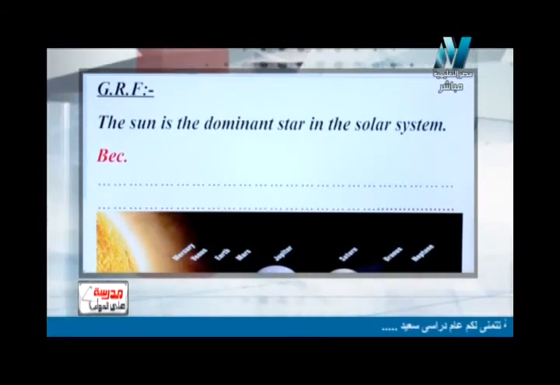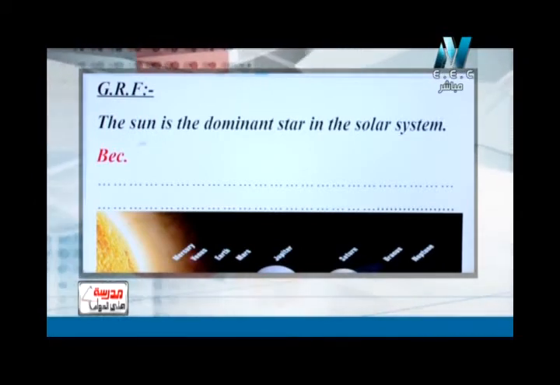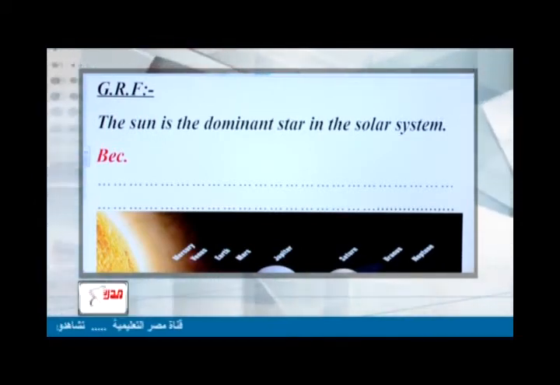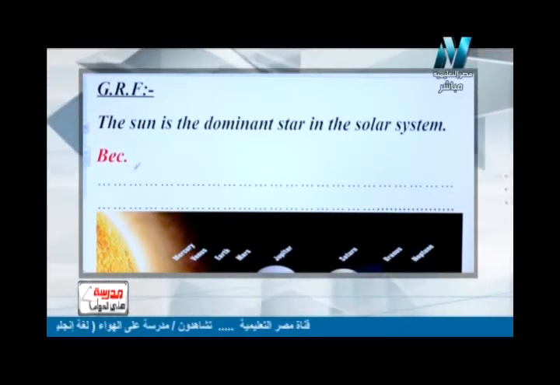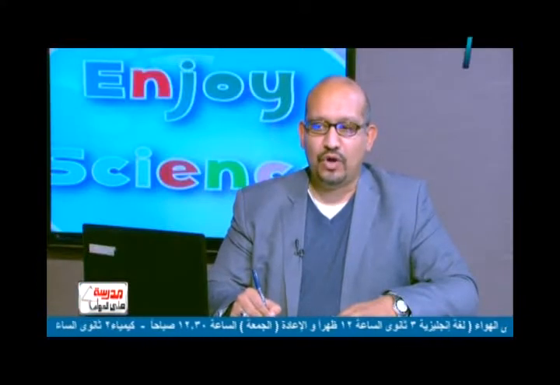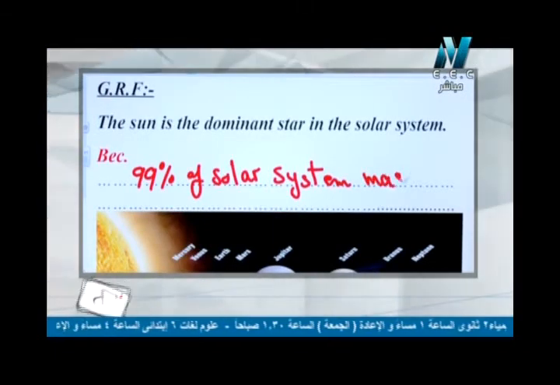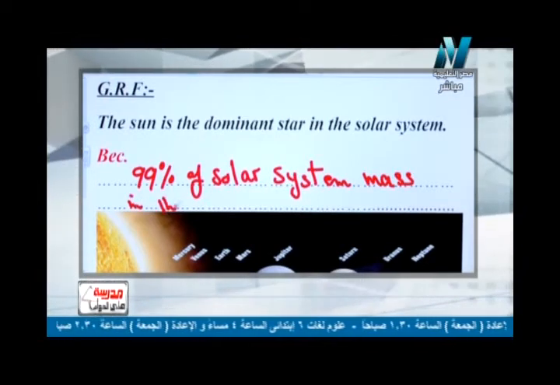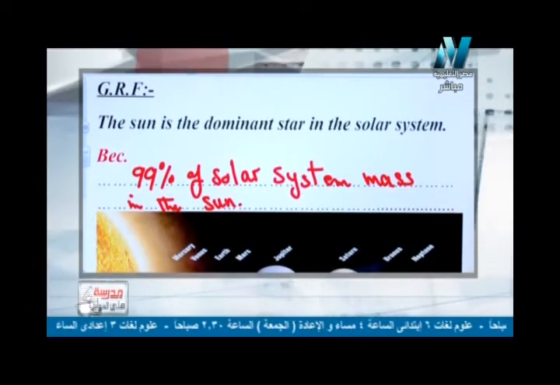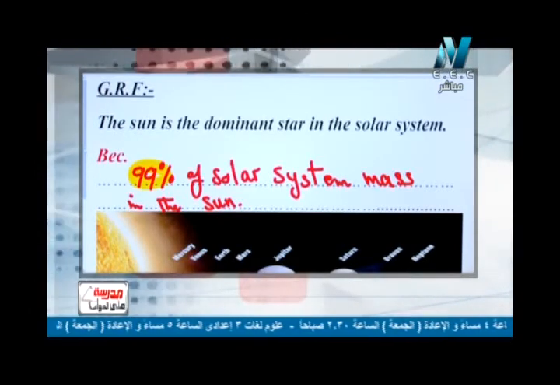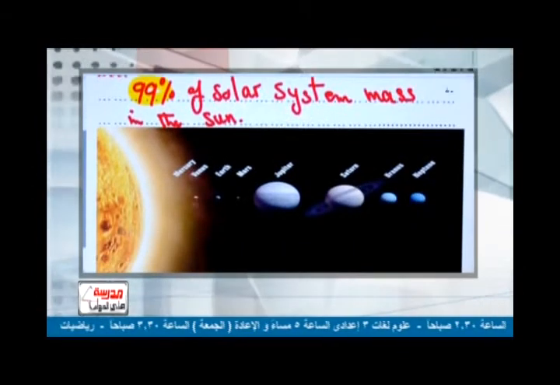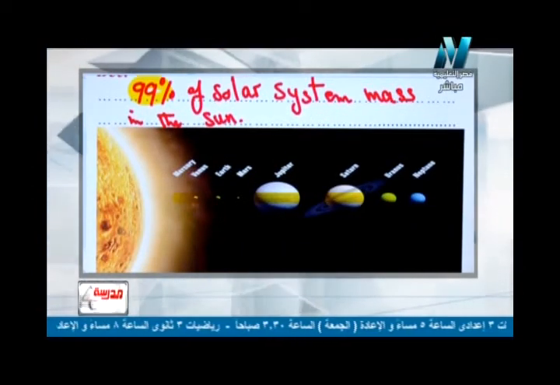The sun is the dominant star in the solar system. Give reason. Okay, can I answer it? Yes. The sun is the dominant part of the solar system as it has 99% of the total mass of the solar system. Excellent. So 99% of the total mass of the solar system is in the sun. 1% is distributed between the planets, meteors, moons, comets and so on.